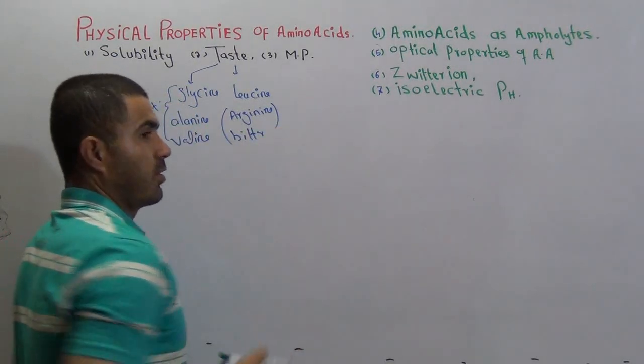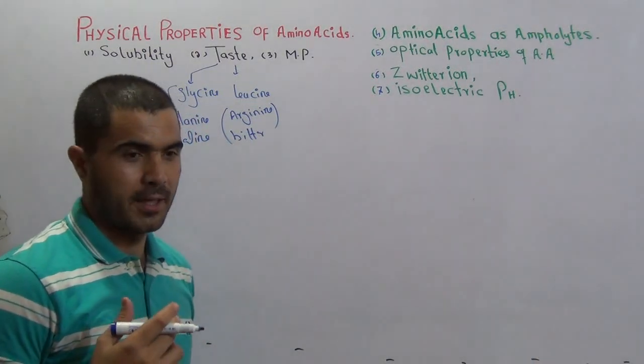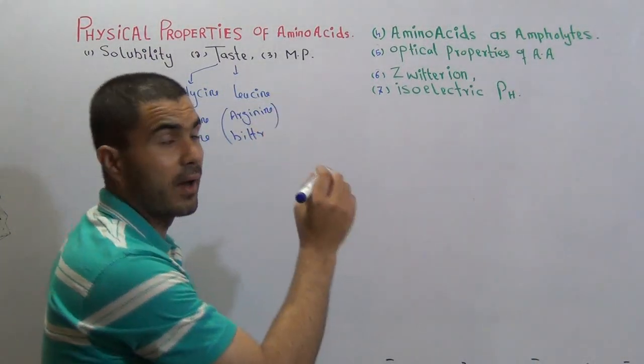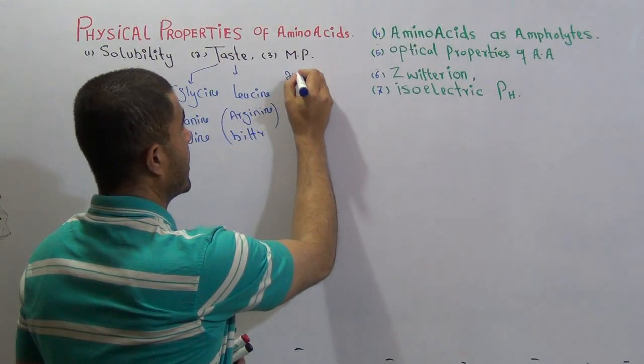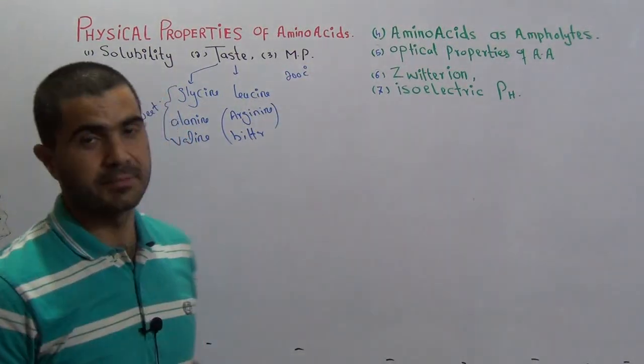The melting point of most of the amino acids is very high, about 200 degrees centigrade.